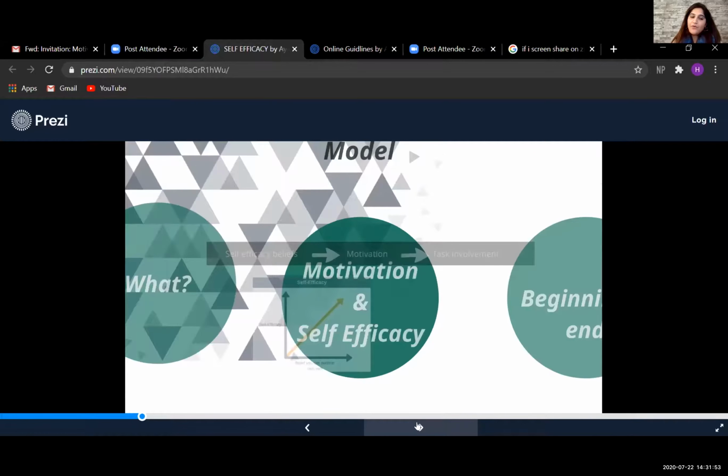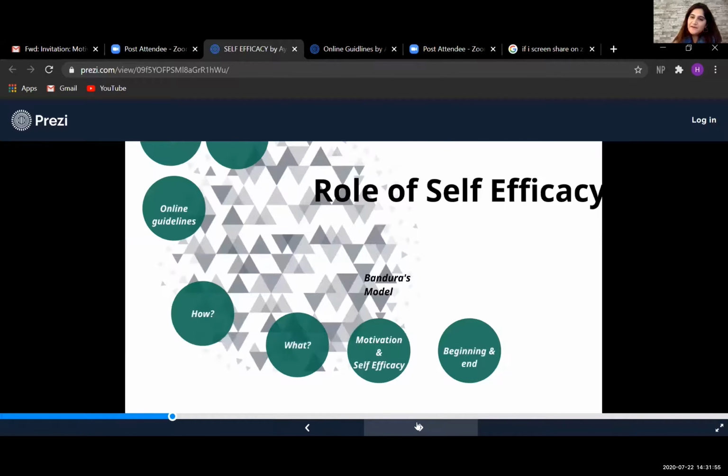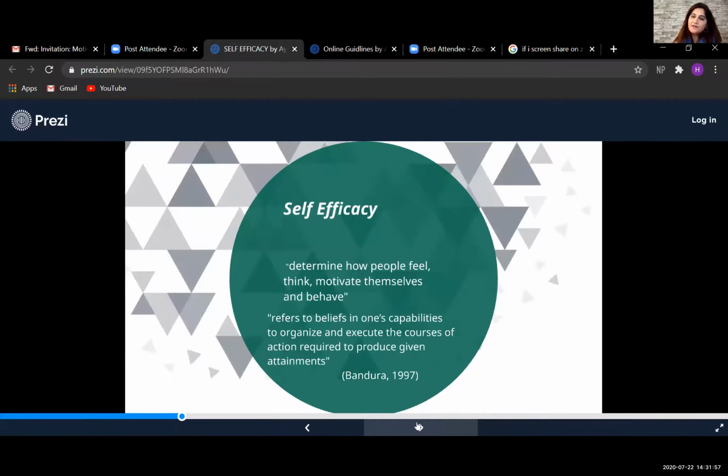What is self-efficacy? Bandura is called a father of self-efficacy in a way, because he was the person who really did a lot of groundwork in self-efficacy, and then he formed a model which is followed till date. There are two definitions that I am going to highlight here today.